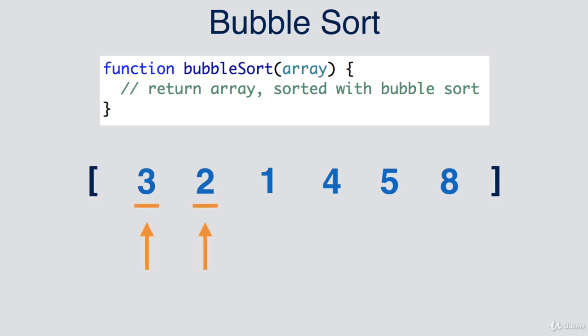We compare 3 and 2 and switch them. Then we compare 3 and 1 and switch them. We compare 3 and 4 and leave them as they are. And now we can stop at this point because since we have already done 2 passes through the array, this one being our third pass, we know that the top 2 elements in our array are already in the correct order, so there is no point in going any further. So our current loop can end here.